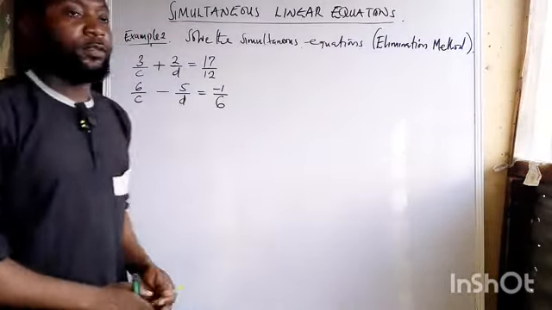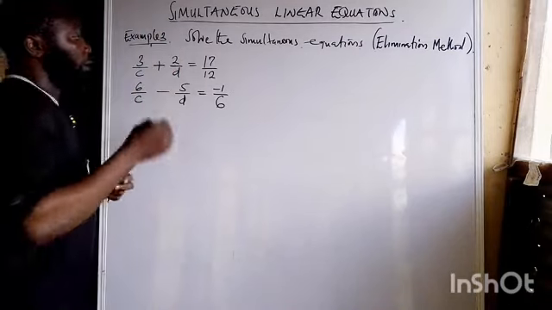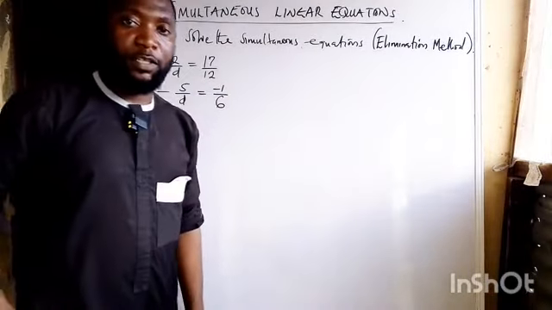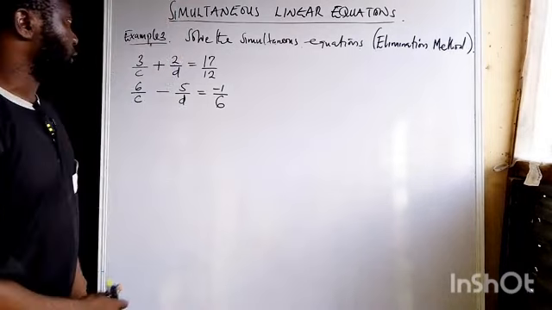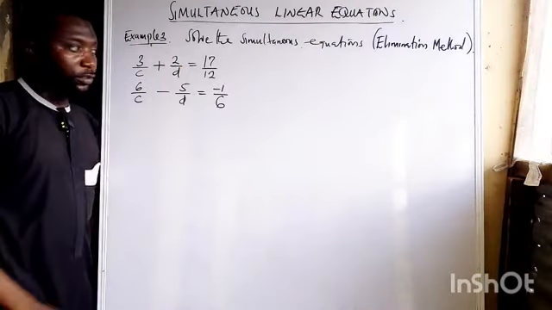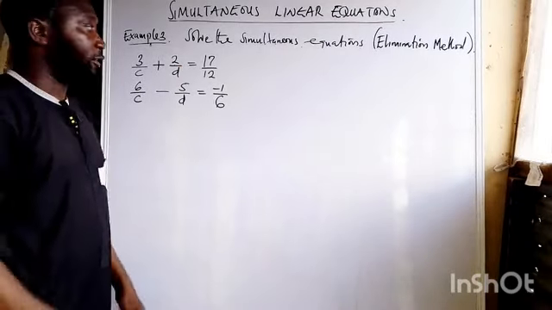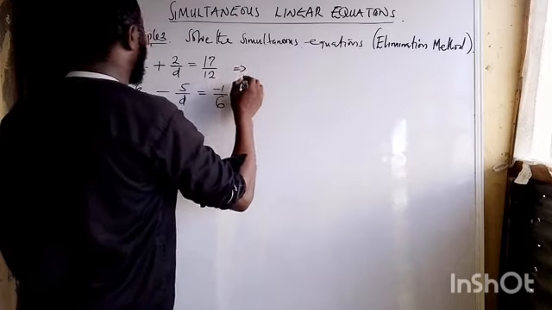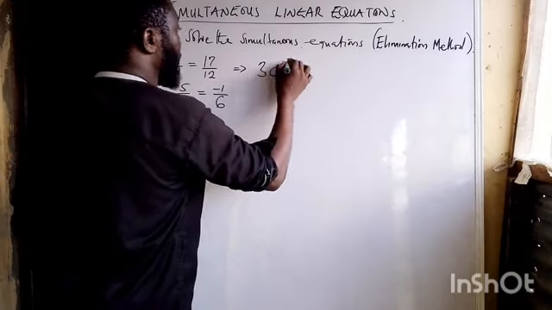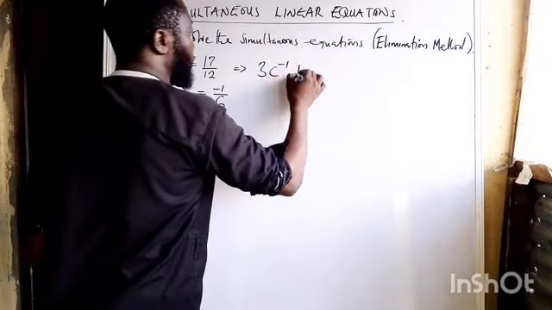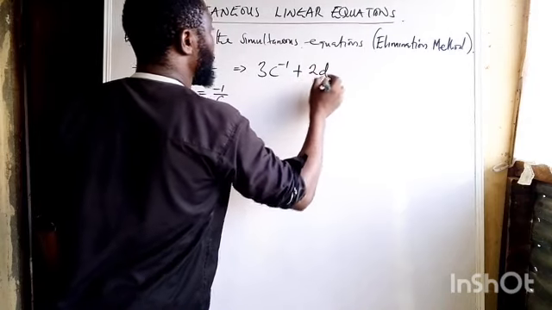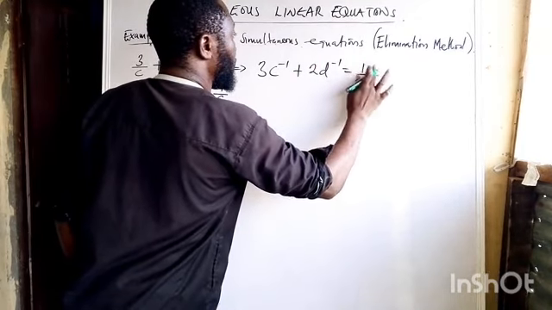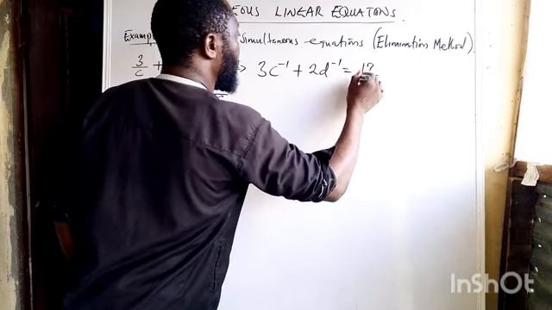So here is another simultaneous linear equation. Though in real sense, this equation is not linear, because we can rewrite this as 3c to the power of -1 plus 2d to the power of -1 equals 17 over 12.